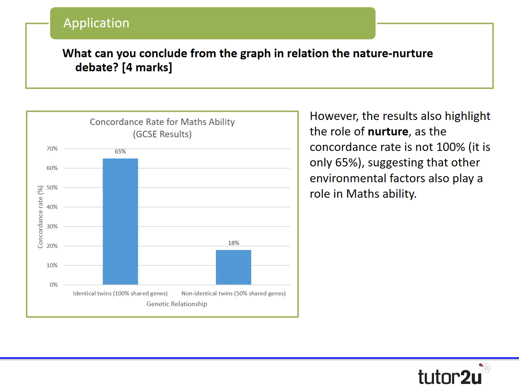Because identical twins share all of their genes, if it was purely nature, that concordance rate would be 100%. The fact it's not means environment plays some extent in terms of maths GCSE ability, okay? So just be aware of that, and that's what twin studies get used for quite a lot in terms of the nature-nurture debate.